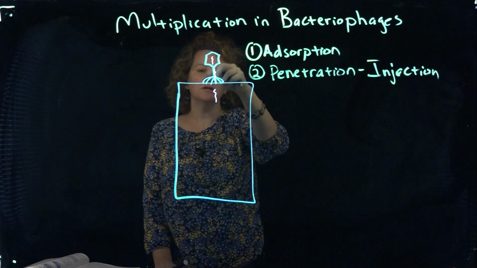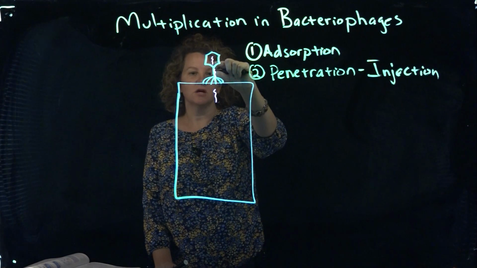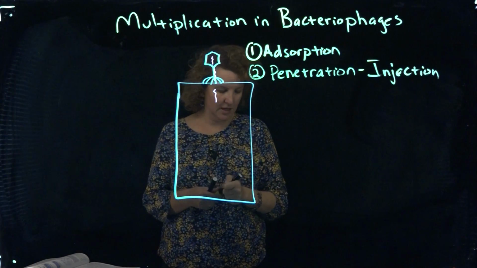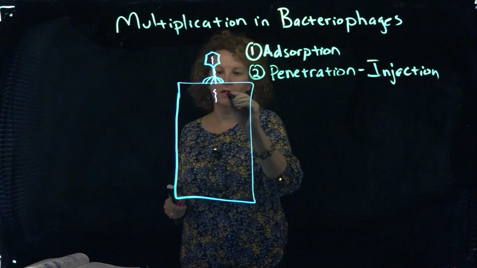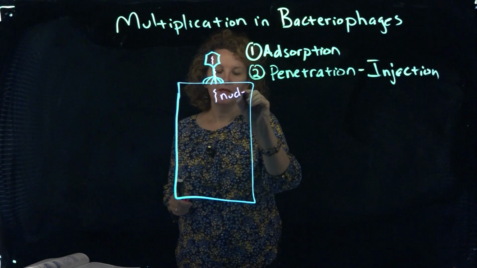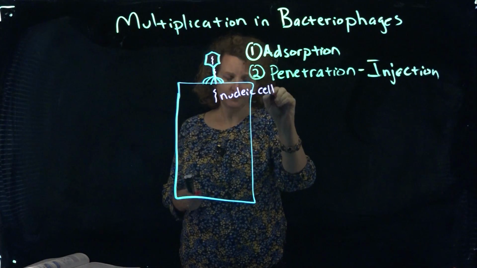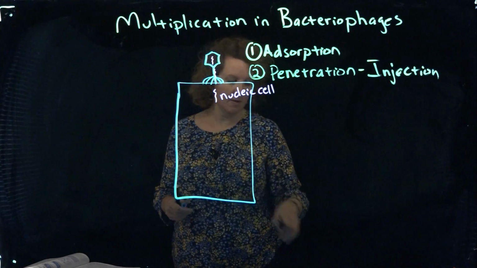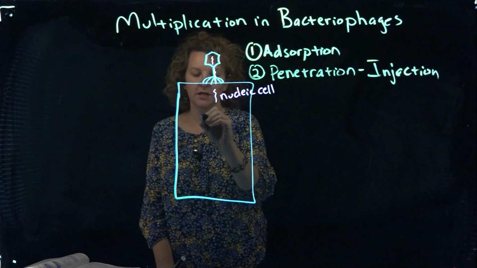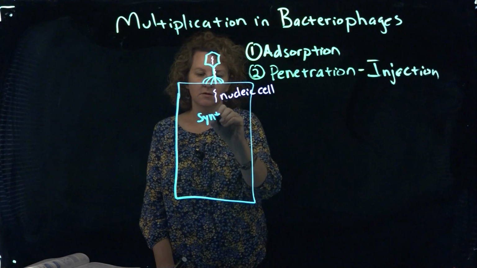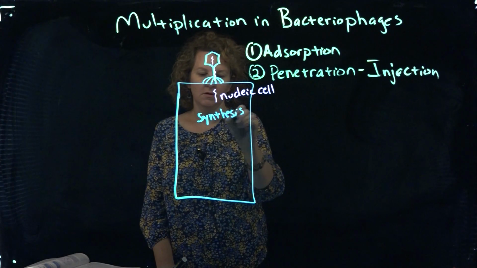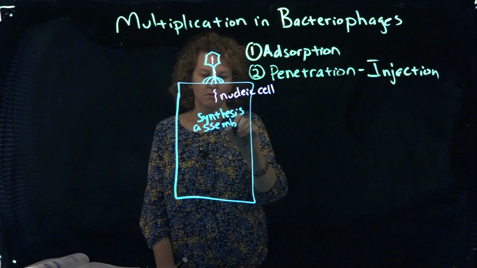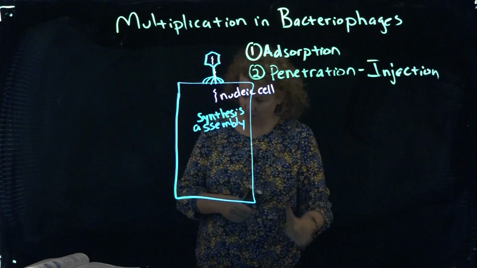As the proteins bind to the surface, the proteins have to change form to send this nucleic acid over. So remember, this is our nucleic acid here. And then once inside the cell, fairly similar to animal viruses, you have synthesis and assembly. Now remember, there's no nucleus there. Okay, so that's our steps 3 and 4.